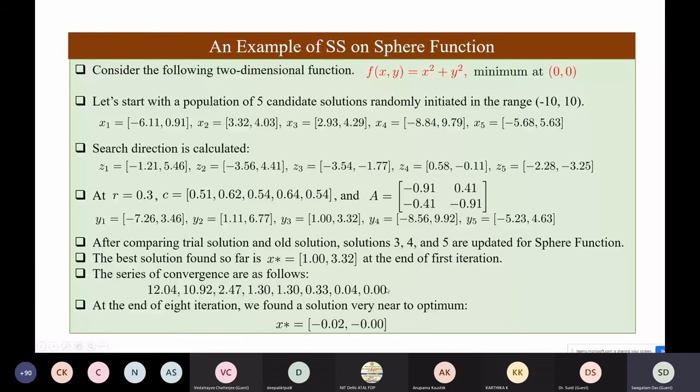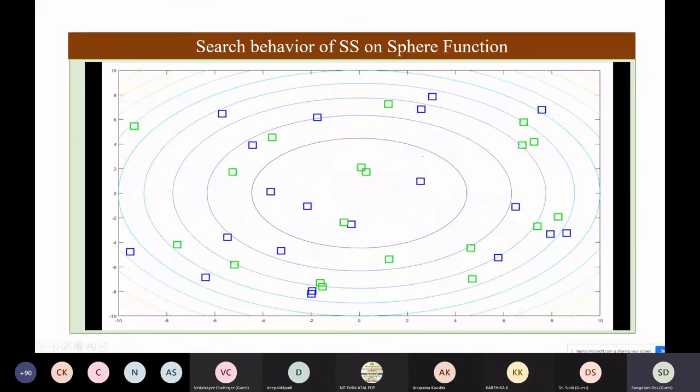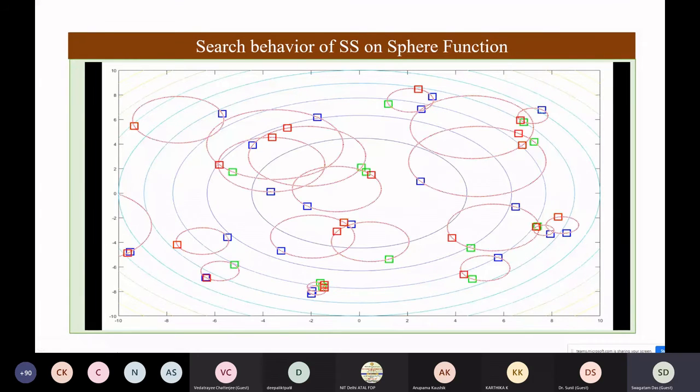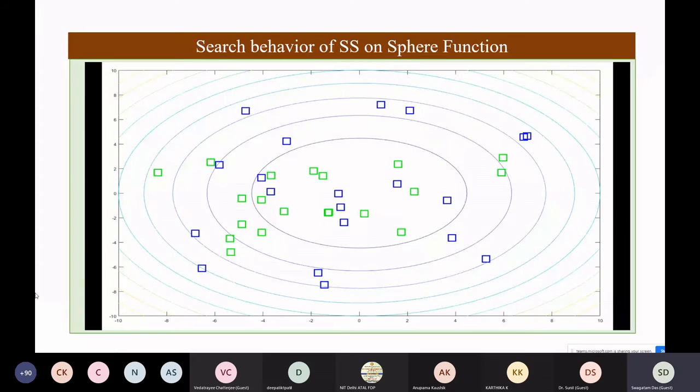Now we can visualize this behavior in the form of a video also, how the different solutions and their spherical trajectories could be generated. The spherical trajectory is actually generated via this projection operation, slightly different from normal projections. If you look at this video, it shows the search behavior of SS on the sphere function. These green points are the newly generated points. Please try to understand.